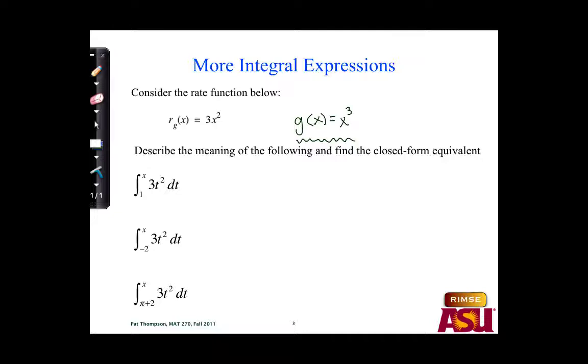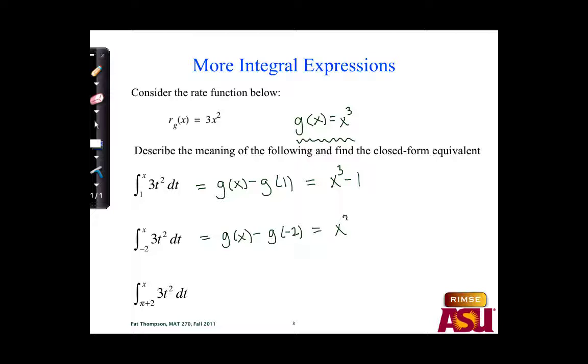So I'd have, in this case, the net change in function g between 1 and x. So final minus initial, g of x minus g of 1, which would be x cubed minus 1 cubed, which is 1. Or in this case, similarly, g of x minus g of negative 2.